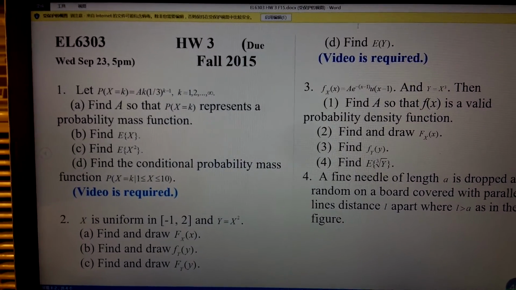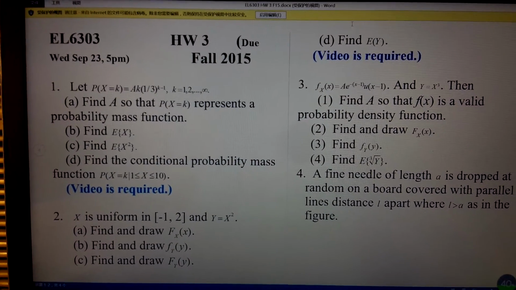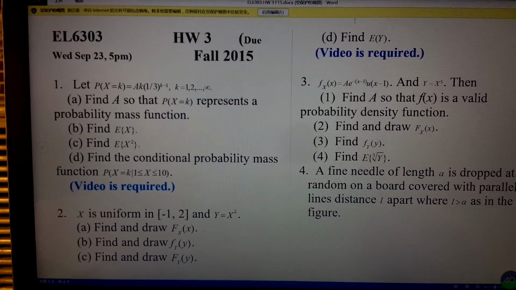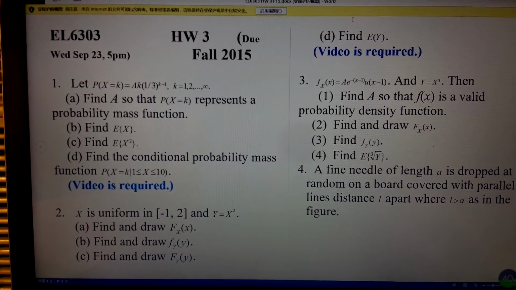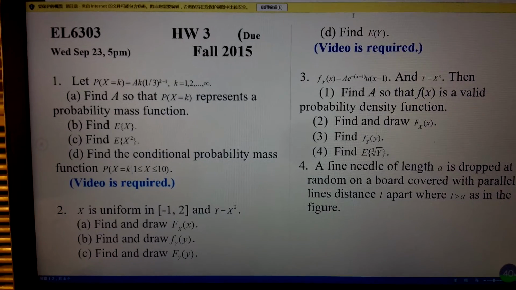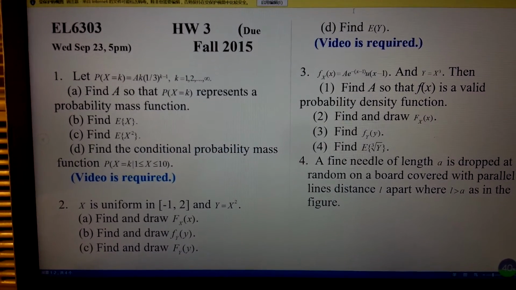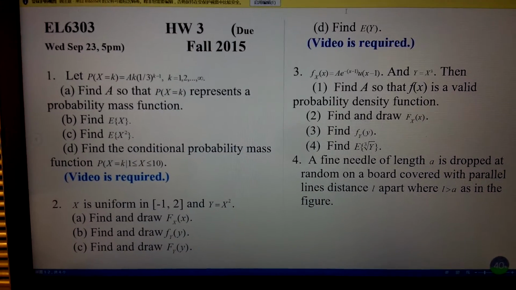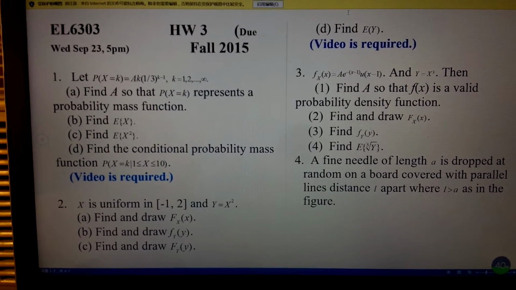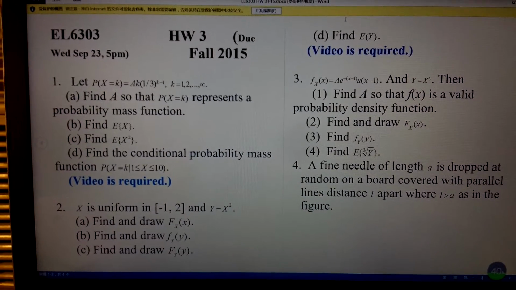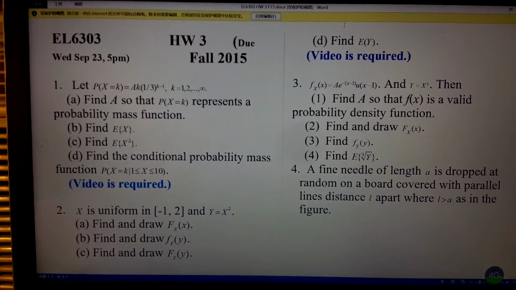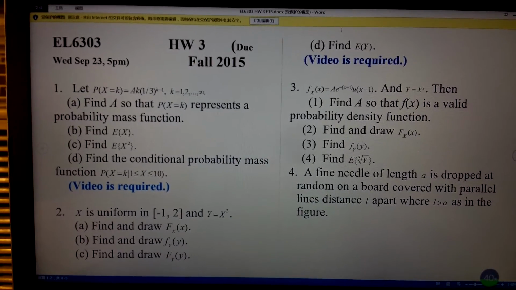So we began to deal with two problems. The first problem is that P(X = k) = a times k times (1/3)^(k-1), where k is from 1 to infinity. First, we need to find the a.